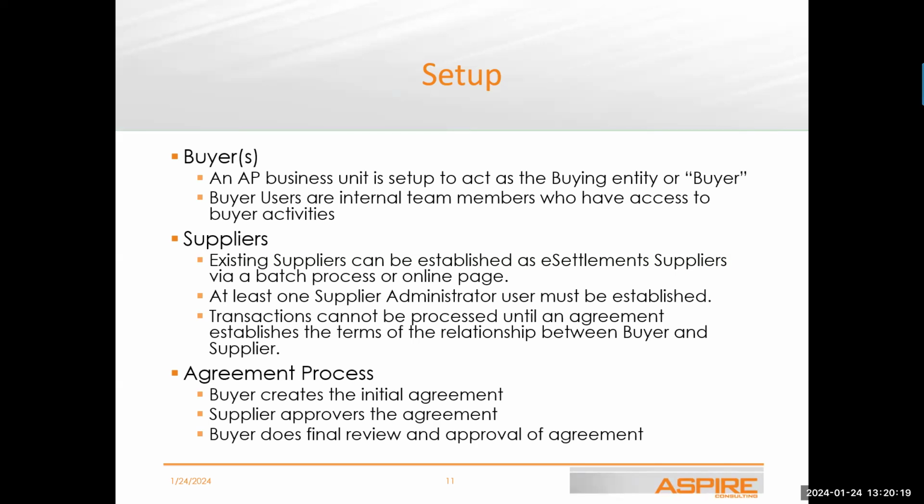You also have your suppliers. Obviously, you have a supplier list today. Existing suppliers can be established as eSettlement suppliers via a batch process or an online page. Usually we run the batch process when you go live to kick all your current suppliers over to use eSettlements. If a supplier hasn't been configured as an eSettlement supplier, they will not have access. So turning this on does not magically make them capable of going into the portal and doing transactions there. Even if you give them an account to get into the portal, they still have to be established as eSettlement suppliers. But again, there's a nice batch process or online page that converts them over. So if you have thousands, you can just move them all at once.